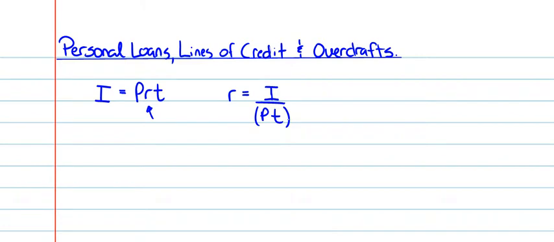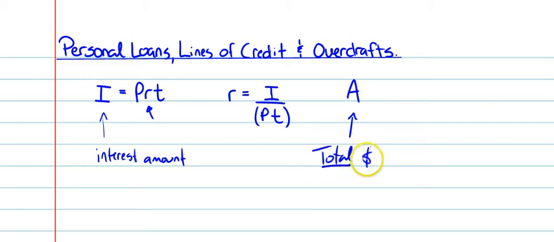We also have to bear in mind that this I here deals with the interest amount only, not the total. The total amount, which is usually referred to as A, which is what is given when we do our compound interest, is the principal plus the interest. So often we're going to twist around this formula to find out what the interest is, and that'll be the total amount minus the principal.